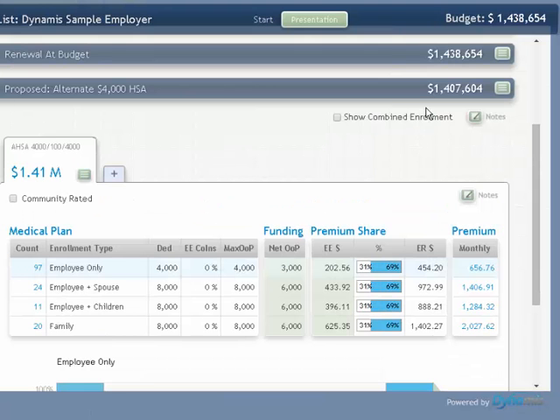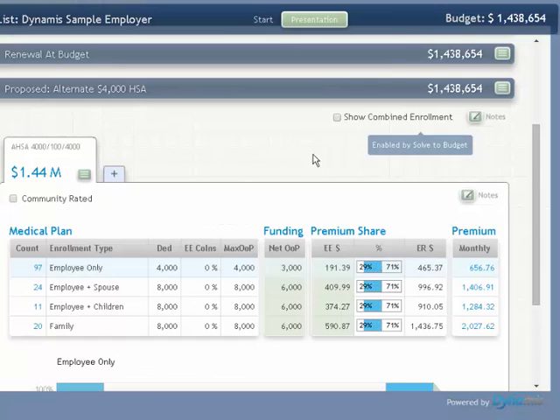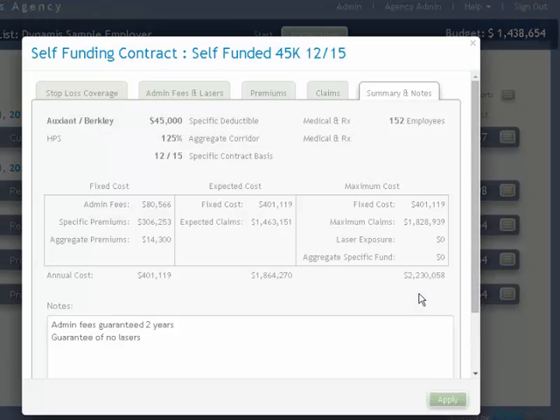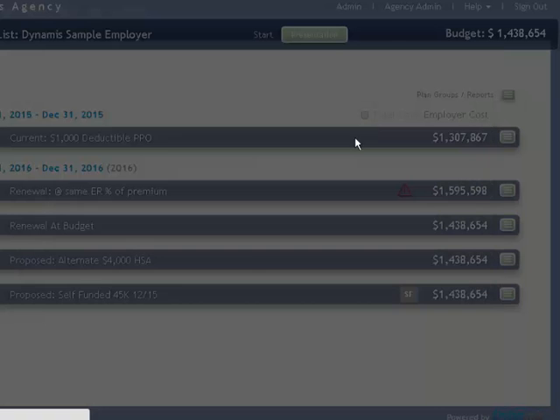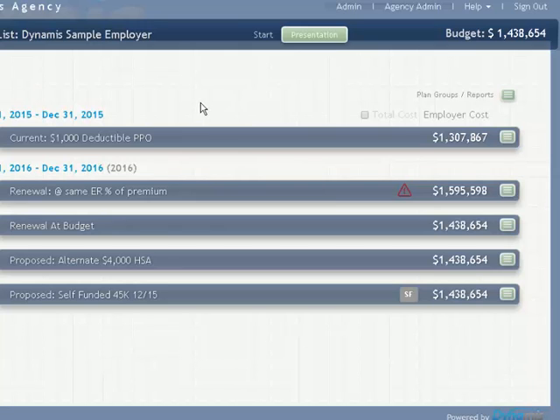We come back, we can see the change to the employer cost. And again, we're one click away of being able to get back to our budget assumption and see how those changes impact both the employees' out-of-pocket exposure as well as what they pay for coverage. We can even work with self-funded plans as well. So in this option, we're able to analyze and look at those self-funded contracts and compare fixed, expected, and maximum cost and still be able to drill in at an employee level and work with contribution strategies and funding as well.